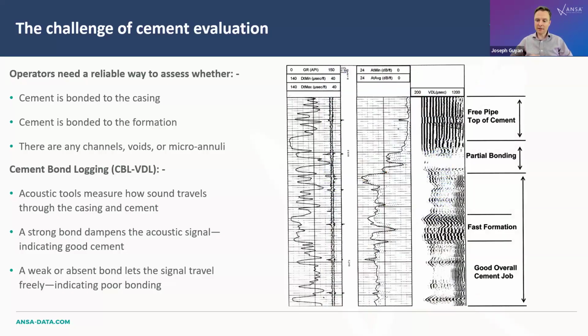Another aspect of that measurement is the VDL, or variable density log. That's the rightmost track of that example there. Now that gives you information about the cement to formation bond. So that's that other side of the picture there, in the simple case where you've got one barrier, one metal barrier. So using the VDL and the amplitude log together gives you the ability to interpret and evaluate the cement job.